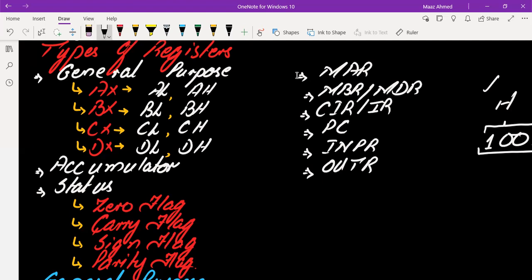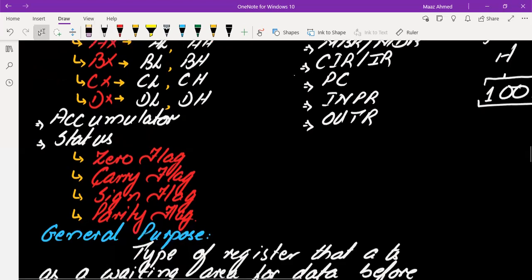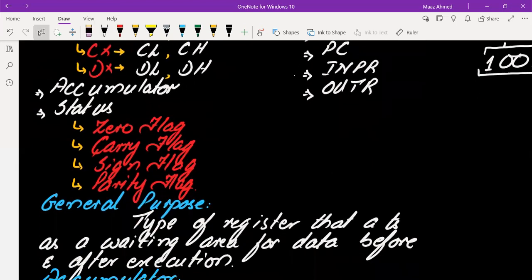Then we do have the input register and the output register. These simply contain the data that is coming as an input from any peripheral device, or the output register contains any sort of data that is going out. We do have the accumulator as well.